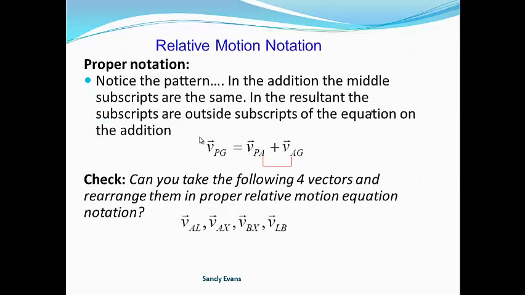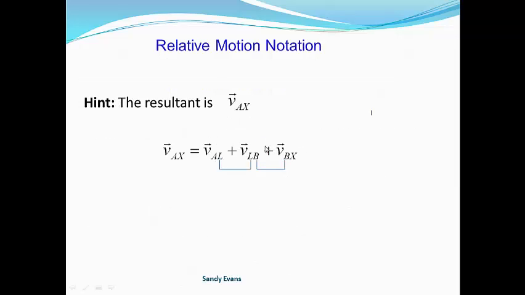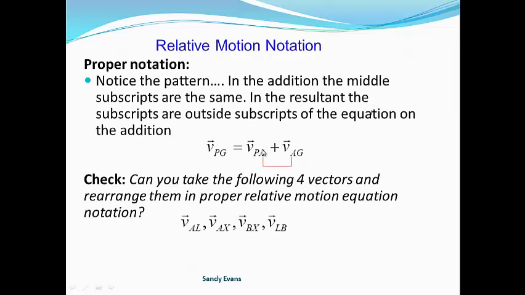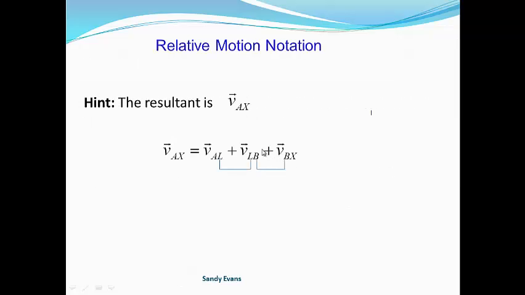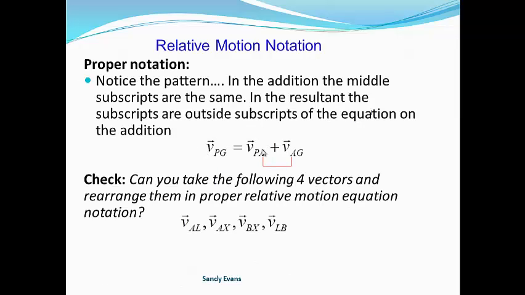So notice the pattern. On the right-hand side of the equation, in the addition, those middle letters are the same. The resultant subscripts become the outside subscripts of the equation in the addition. So now I'd like you to try and take the following four vectors, try to rearrange them in proper relative motion equation notation and see if you can come up with some sort of equation that makes sense.